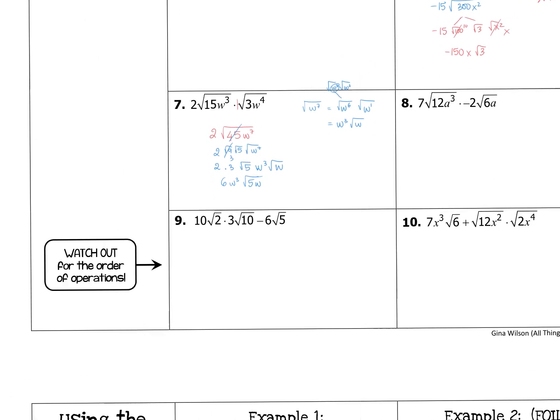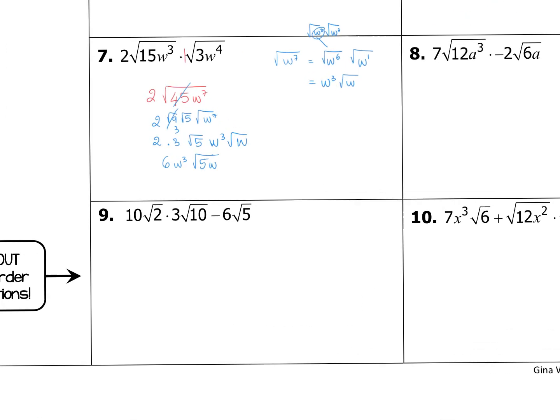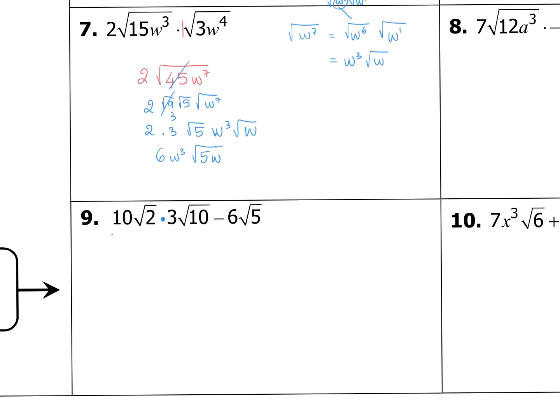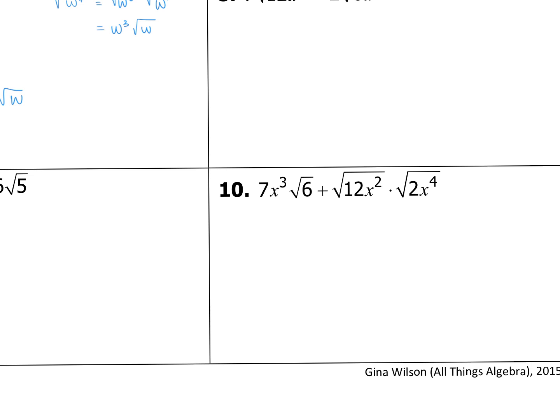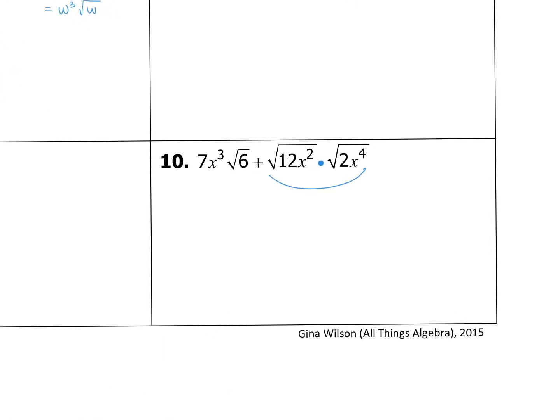All right, we're gonna move on to 9 and 10. Watch out for the order of operations. So when you have multiply and subtract, make sure you multiply first, and whatever you have, you subtract at the end, right? Same thing for number 10. You have adding and multiplying, and make sure you are multiplying first, and then whatever you have, you add with the previous number. Okay, so you will follow PEMDAS: parentheses, exponents, multiply, divide, and then add and subtract at the end. Okay, all right, I'm gonna do 10.